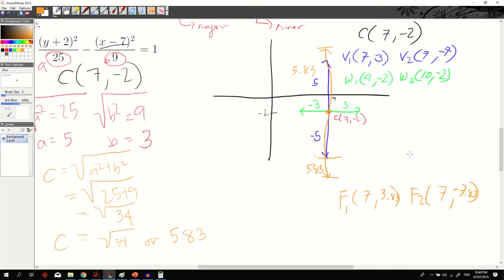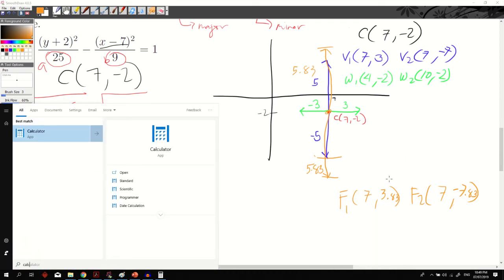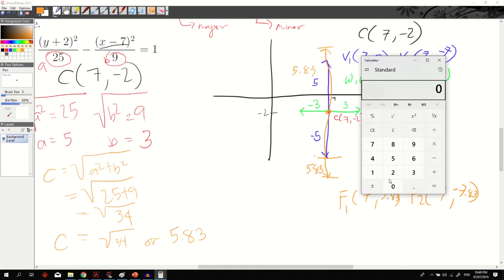Okay, so is that correct? Let's check with the calculator. So, what's all that? Negative 2 minus 5. Negative 2. Wait, what happened? Let's cancel that. So, negative 2 minus 5.83 was okay.